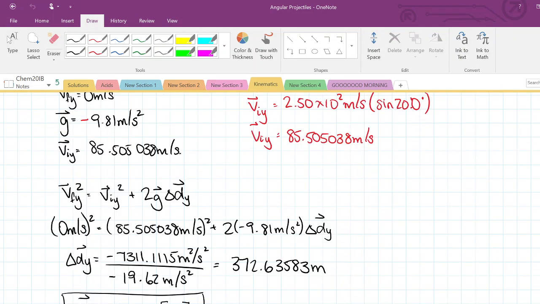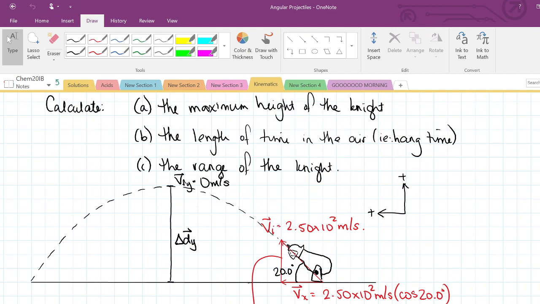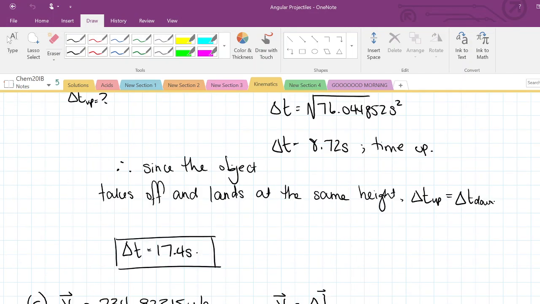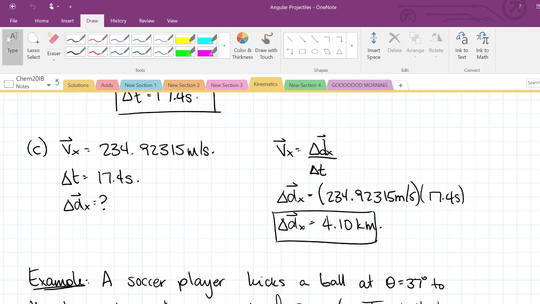Now the final bit to this puzzle is what is the range, right? And I want to figure out what is this distance in the x direction that the knight is going to travel. So I know that in the x direction, this component is not going to change. In the entire trajectory, that x component is going to stay the same. And now I know that the total hang time, the total air time the knight has, is 17.4 seconds. So in the x direction, the knight is moving at a uniform rate. So I know my velocity in the x direction. I know my time that the knight is traveling in that x direction. And now I can solve for the displacement in the x direction.